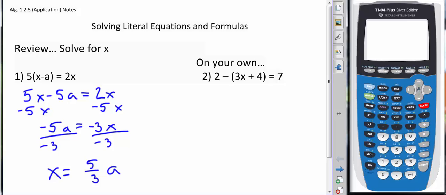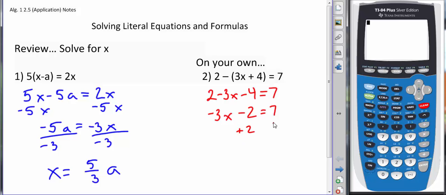Let's take a look at the next one here. Again, we want to distribute. This time, that minus sign, there's like an implied number 1 right here. You don't have to have it written, but you have to consider it. It's essentially a negative 1 being distributed, so we'll have 2 minus 3x minus 4 equals 7. The first thing I notice here is that I have a 2 and a negative 4. I can combine those and make that negative 3x minus 2 is equal to 7.